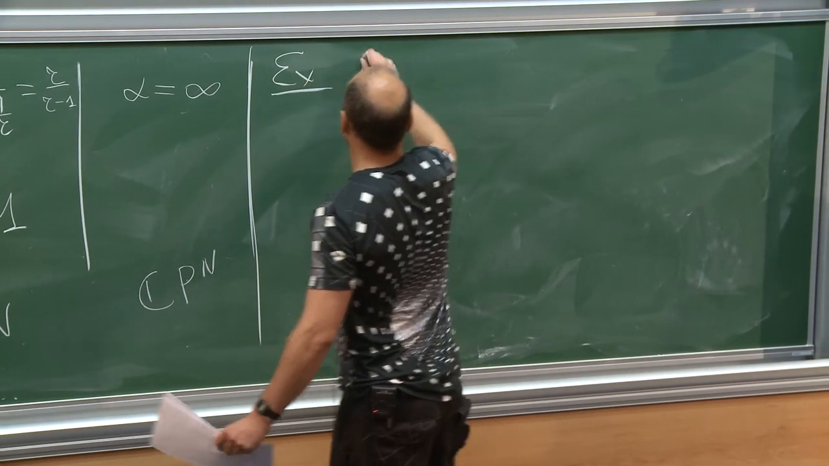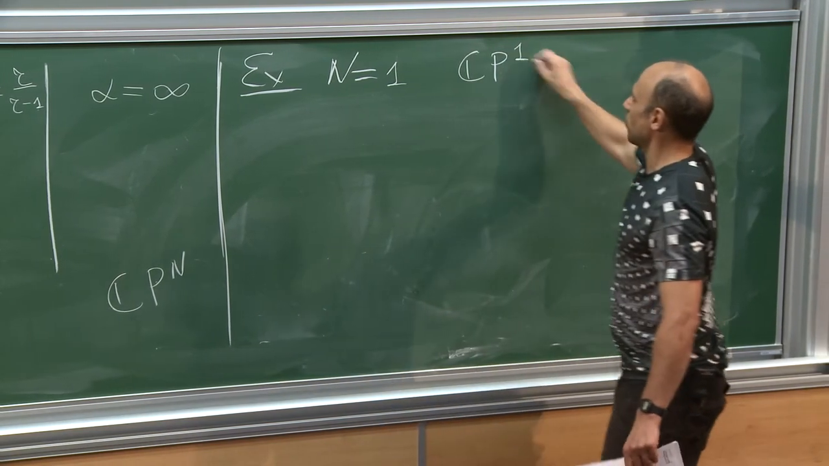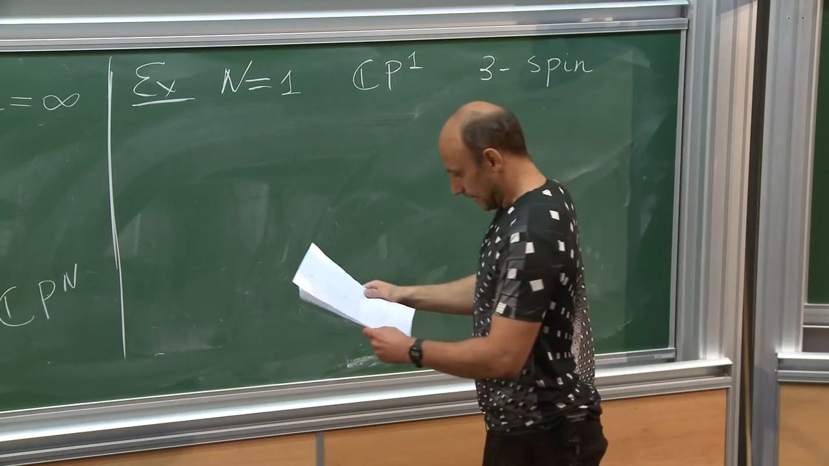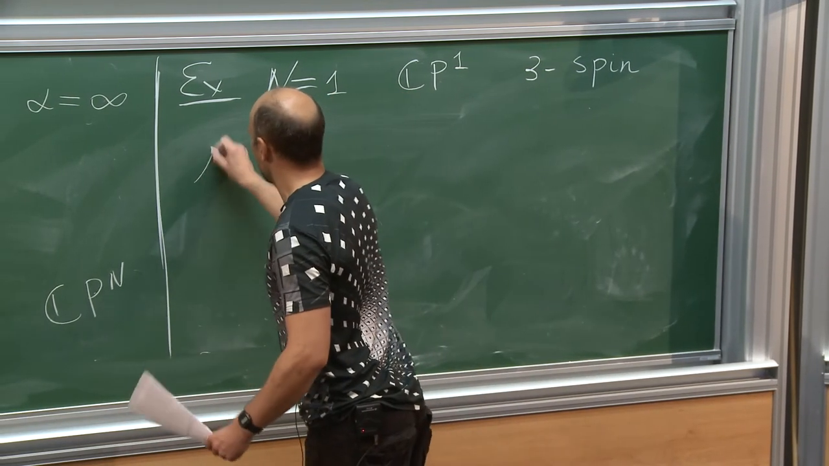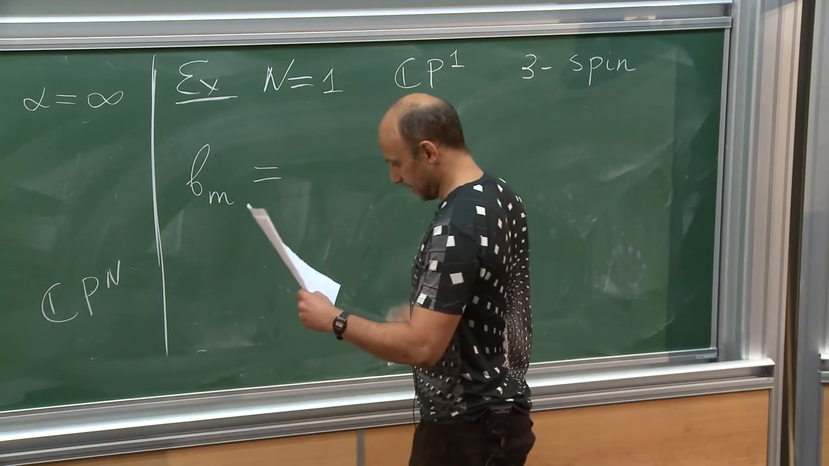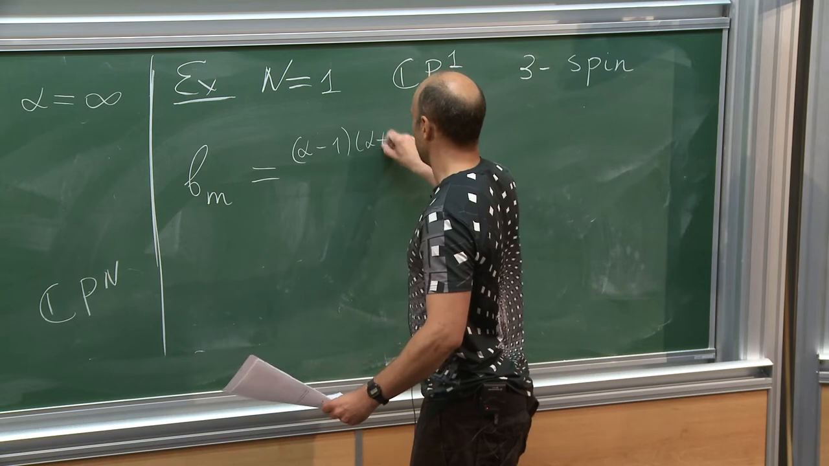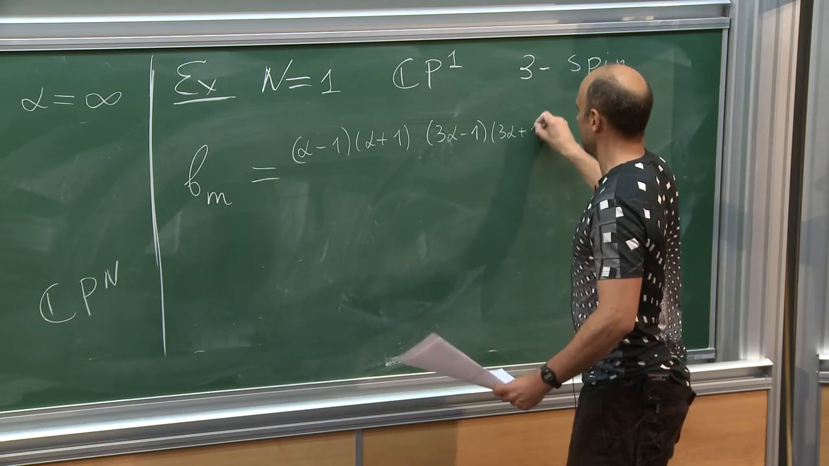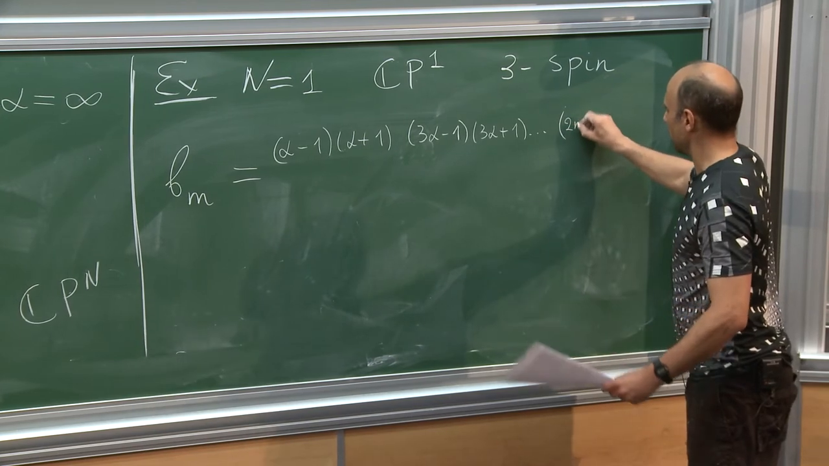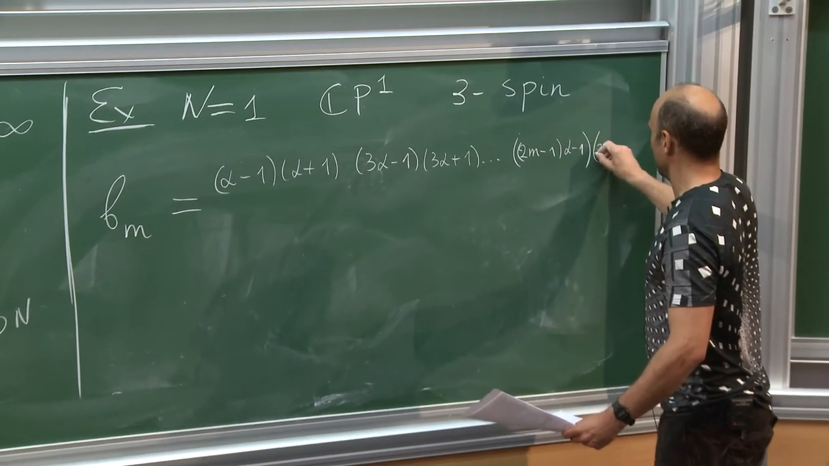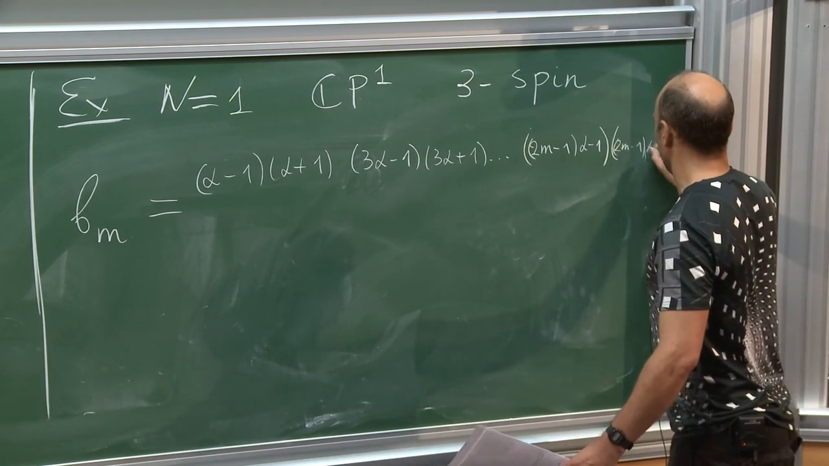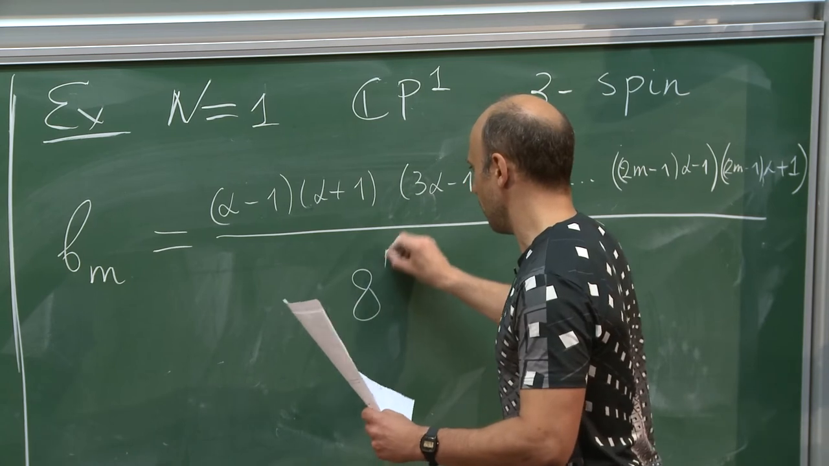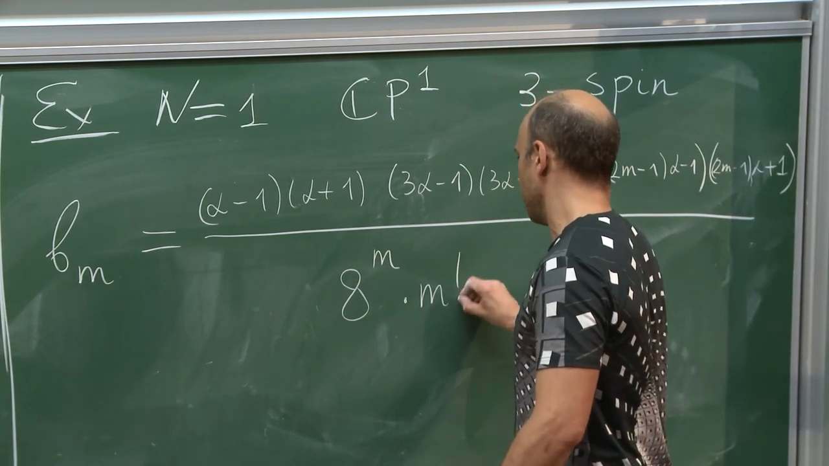So let's take the example of n equals 1. So we're studying the Gromov-Witten theory of CP1, or the three-spin Witten class. And then we have the following formula for BM. So BM is equal to alpha minus 1 times alpha plus 1, 3 alpha minus 1 times 3 alpha plus 1. And so it goes until 2m minus 1 alpha minus 1, 2m minus 1 alpha plus 1, divided by 8 to the power m, m factorial, alpha to the m.